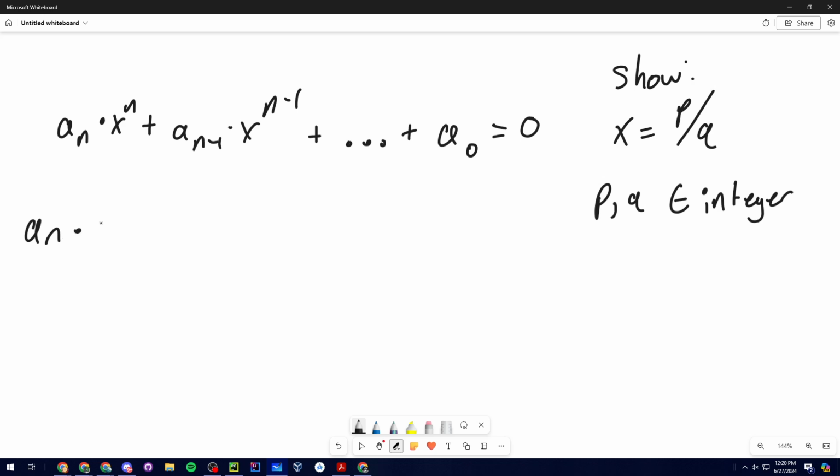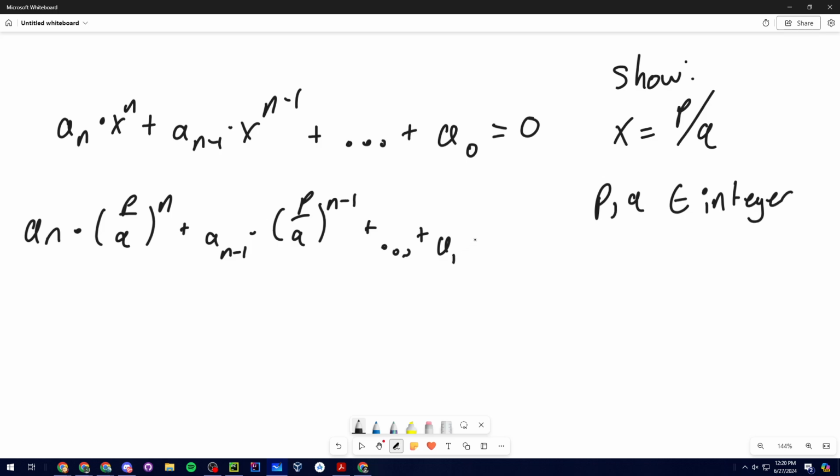So we have a sub n times p over q to the n plus a sub n minus 1 times p over q to the n minus 1. This goes on to, I'm also going to write the second last term, sorry, a sub 1 times p over q, plus a sub 0. That's all equal to 0 still, right?